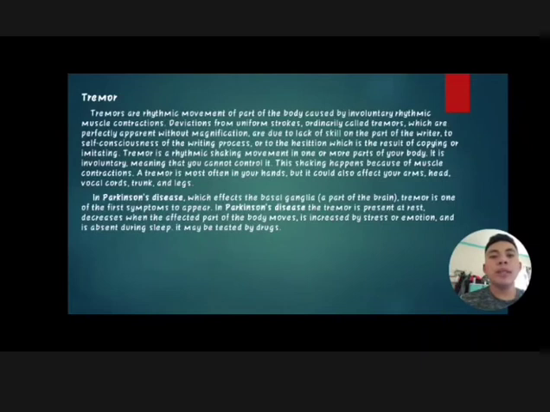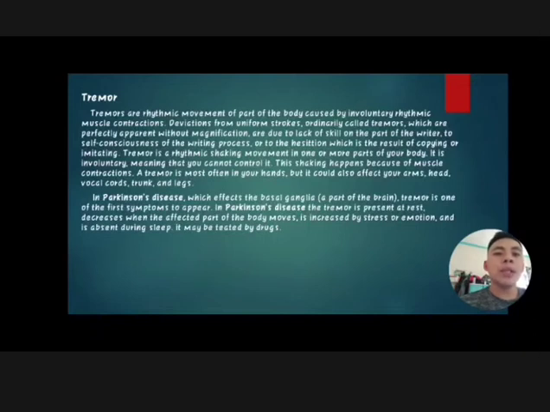Tremor. Tremors are rhythmic movements of parts of the body caused by involuntary rhythmic muscle contractions. Deviations from uniform stroke, ordinarily called tremors, which are perfectly apparent without magnification, are due to lack of skill on the part of the writer, to special consciousness of the writing process, or to the hesitation which is the result of copying or imitating.